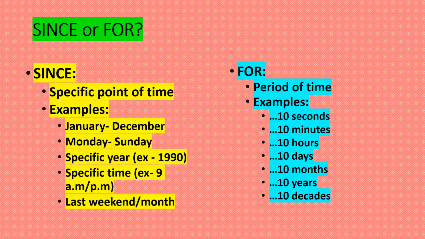For example, I can say since January till December, Monday till Sunday, a specific year, a specific time, or last weekend or month. On the other hand, we use for a period of time. Examples, I can say for 10 seconds, for 10 minutes, for 10 hours, for 10 days, for 10 months, for 10 years, for 10 decades.